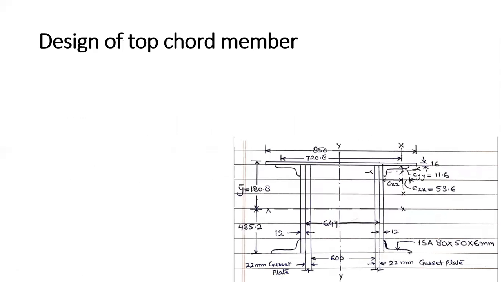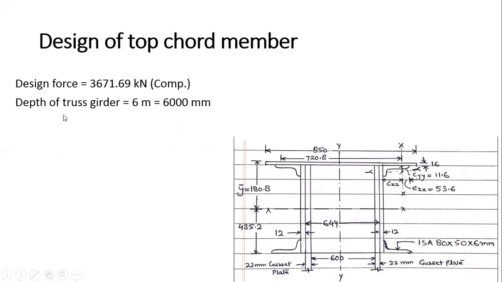So let us start the design of the top chord member. What is the design force here? This is my design force. Now, first of all, I have to calculate the depth of the truss girder. The depth of the truss girder, as given in the problem, is 6 meter, 6,000 millimeter. Now, the depth of the top chord member is generally taken as 1/10th of the depth of the truss girder. So this comes out to be 600 millimeter. This is my total depth from here to here, that is 600 millimeter.